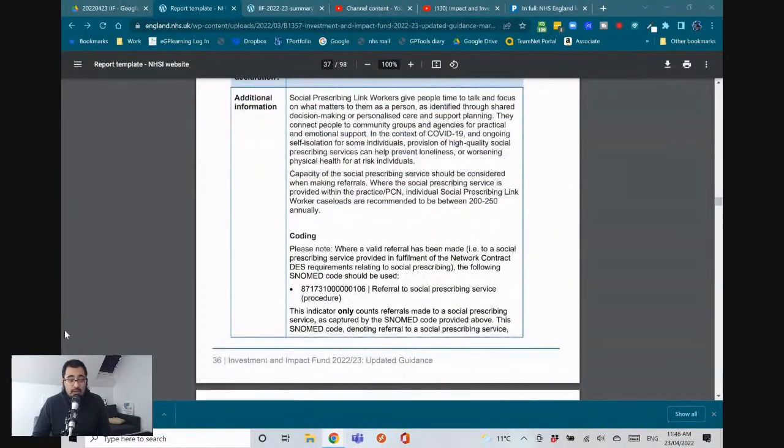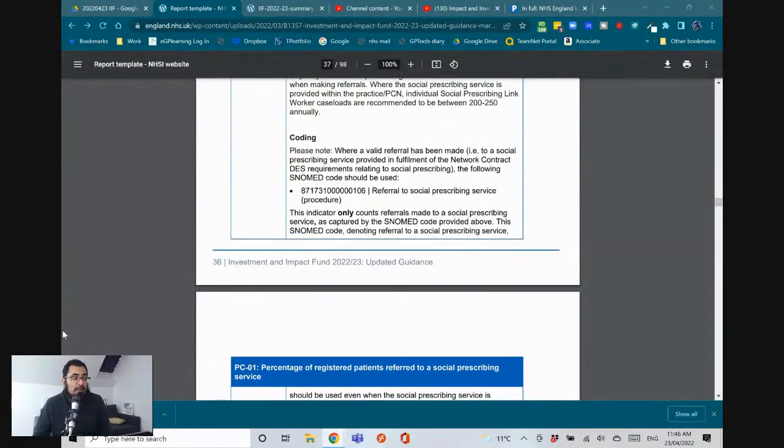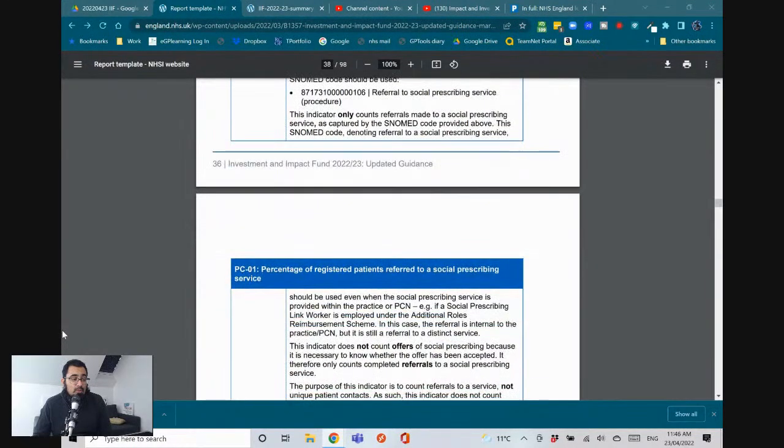And it does. There you go, Vibor. There's some particular codes for this particular one. So referral to social prescribing service, and a ridiculously long code there that you can have a look at. And it does have to be captured on the codes, otherwise it won't count.